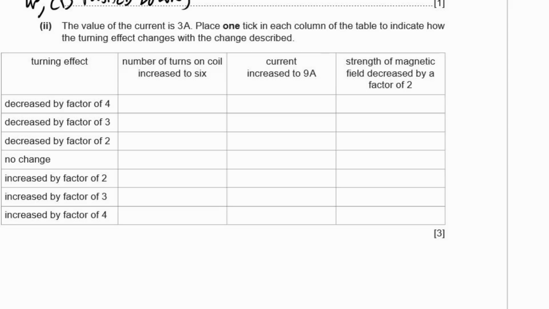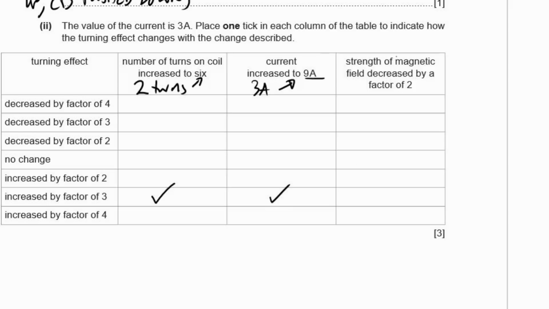Okay, so the number of turns on the coil is increased to 6. So we started off with 2 turns. We've gone to 6 turns. That's 3 times the number of turns. That means there's 3 times the amount of force being generated. So the turning effect increases by 3. The current is increased to 9 amps. Well, it was originally 3 amps. It's now gone to 9 amps. That's 3 times the amount of current. So 3 times the amount of turning effect again.